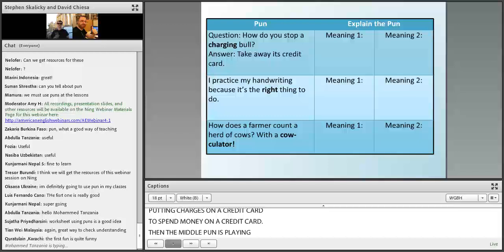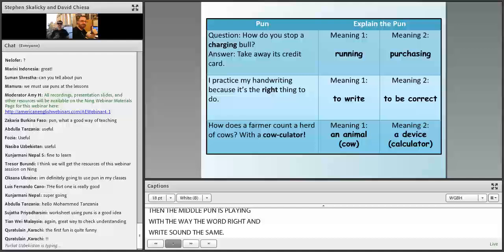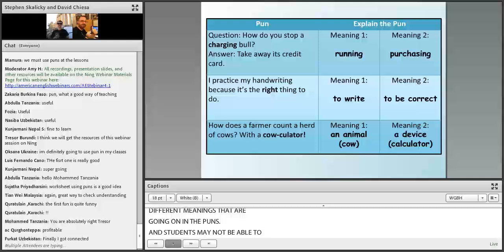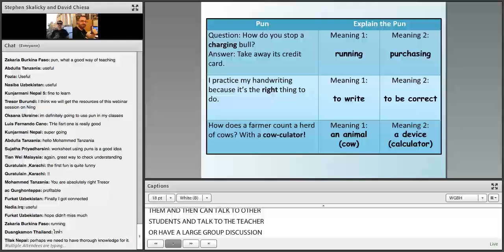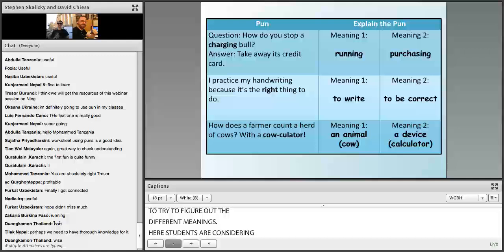Okay? The next step is to ask students to explain that by having them fill in the different meanings that are going on in these puns. And students may not be able to get all of the meanings, but maybe they can understand one of them and then can talk to other students or talk to the teacher or have a large group discussion to try to figure out the different meanings. So here students are considering vocabulary knowledge and how sentence context is leading to different interpretations of words.